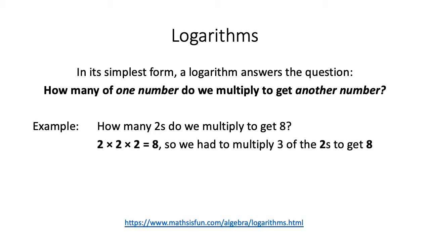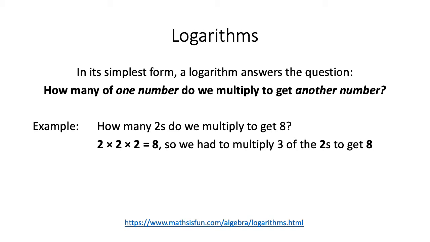So, when I was looking for ways to explain logarithms that made a little more intuitive sense, I found this explanation on mathisfun.com, so I'm borrowing this from them, but they explain that in their simplest form, logarithms answer the questions, how many of one number do you multiply to get another number? So for example, how many 2's do you have to multiply times each other to get 8? And the answer is 2 times 2 times 2 equals 8. So you had to multiply 3 2's to get 8.